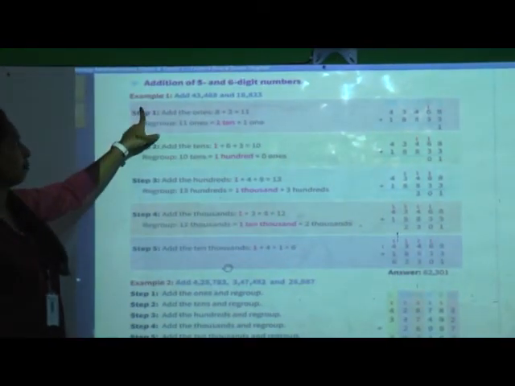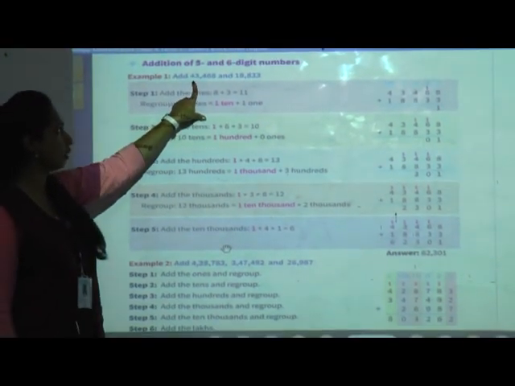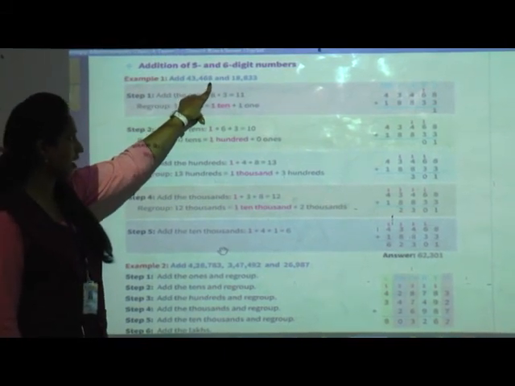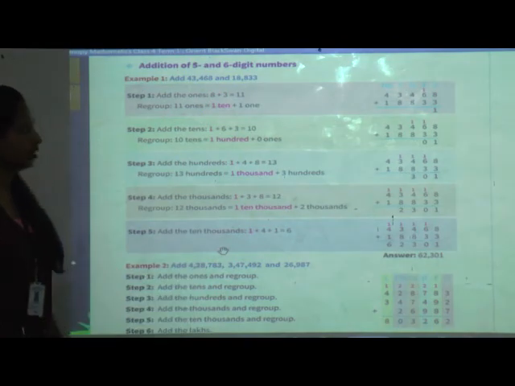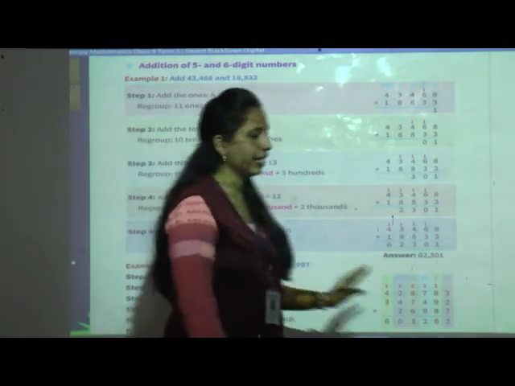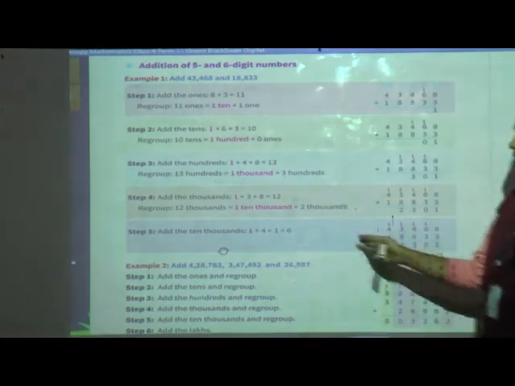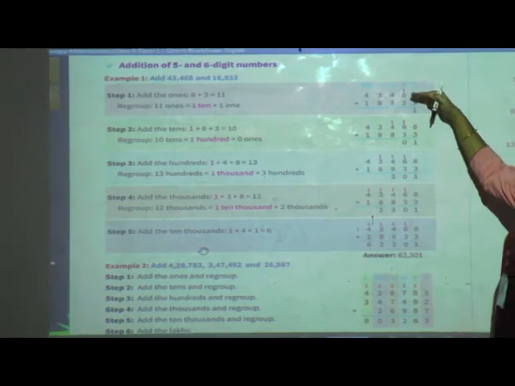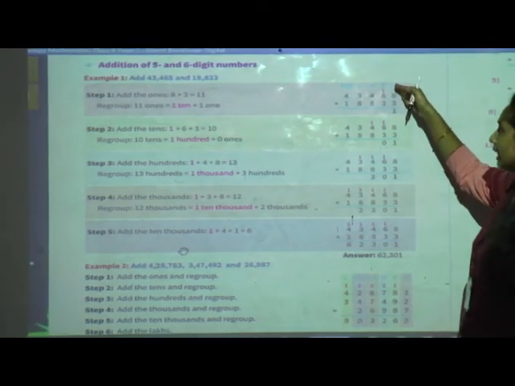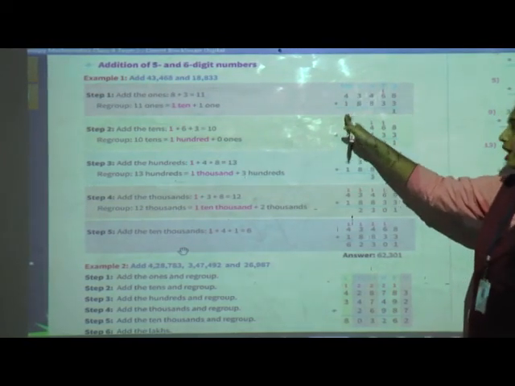The example they had given: add 43,468 and 18,833. They have explained it one by one, and now I will explain it in the same way. What is the first step? First step, write the numbers one below the other properly in the place value chart.